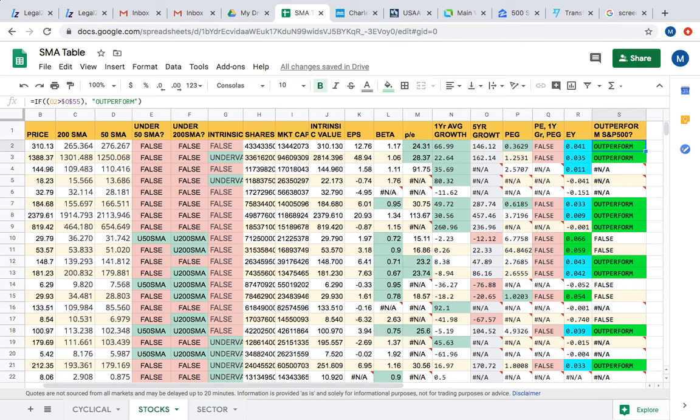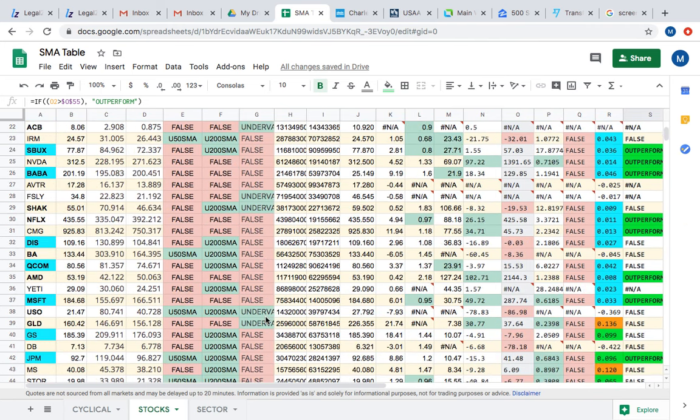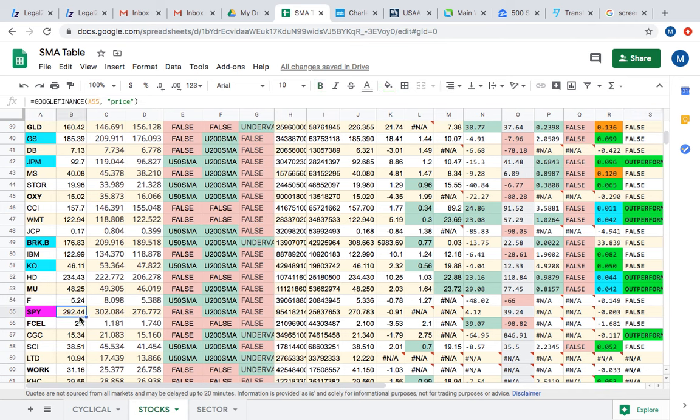And then my last column over here automatically tells me if I'm outperforming the S&P 500, and it is correlated to SPY, which is an ETF covering the S&P 500. It's outperformed relative to the 5-year growth rate, which down here right now, today on May 11th, is about 39.24%. Like how much it's grown in the last 5 years.